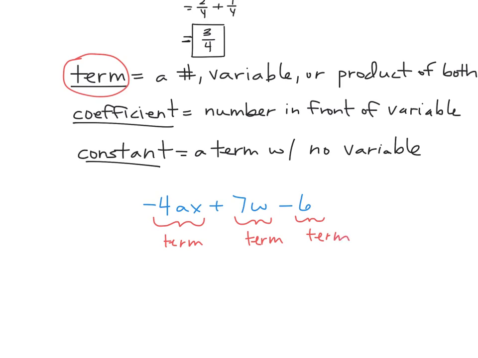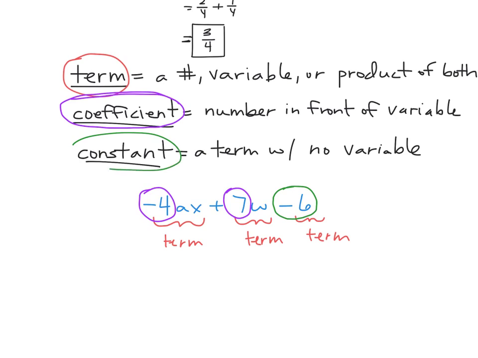Okay, how about coefficients? Can you tell me a coefficient? Negative 4 is a coefficient, and 7 is a coefficient. Okay, so it's the number that comes before the variables. And then a constant, the negative 6, right? And it is a negative 6 because it's minus 6, so it's essentially saying plus a negative 6, which would be the same thing. So that is your constant. Okay, the coefficients are those 2.